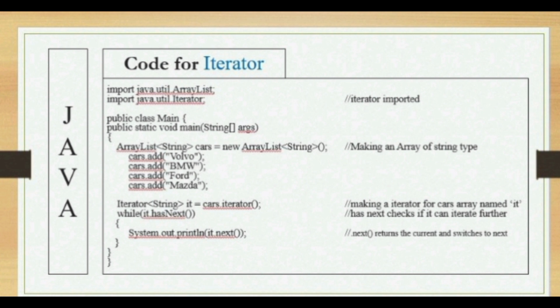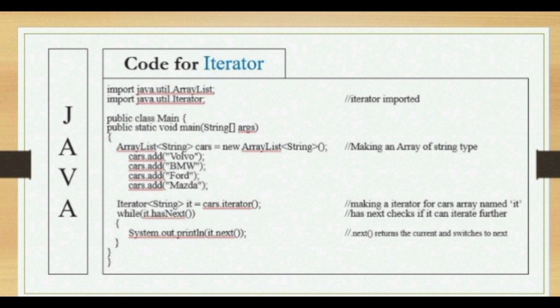Okay, so third is creating the ArrayList. This line in the code will create the ArrayList named cars that will store strings. The fourth point is adding elements to the ArrayList. In these lines of code, we add four car brands to the cars list. And the fifth one is creating the iterator. In these lines of code, we create the iterator named it for the cars list. The iterator will help us go through each element in the list.